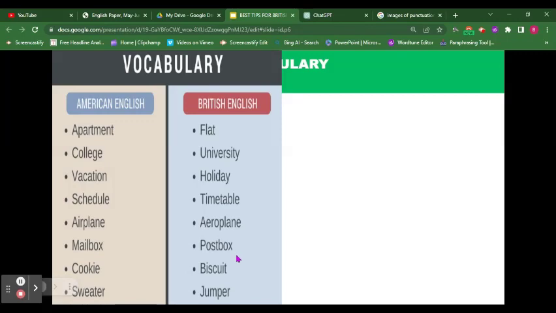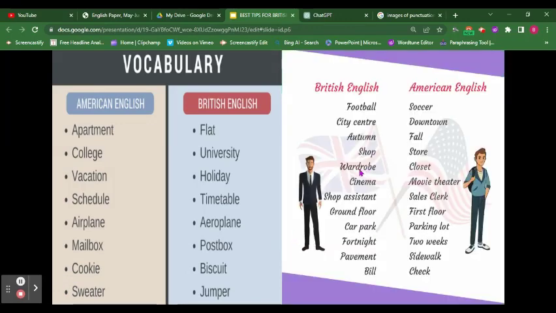Mailbox, American. Postbox, British. Cookie, American. Biscuit, British. Sweater, American. Jumper, British. Then here we have British English on the left, American English on the right. Football, British. Soccer, American. City center, British. Downtown, American. Autumn, British. Fall, American.